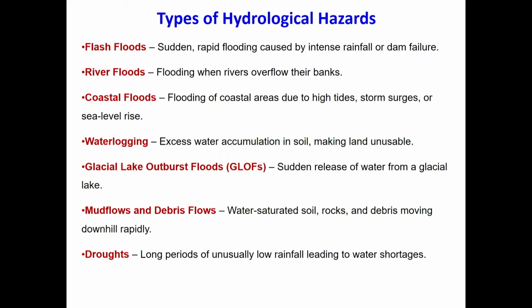There can be glacial lake outburst floods, that is, sudden release of water from glacial lakes, mud flows and debris flow. They are also triggered by water-saturated soil, rocks and debris moving downhill rapidly, and droughts, long periods of unusually low rainfall that lead to the shortage of water.